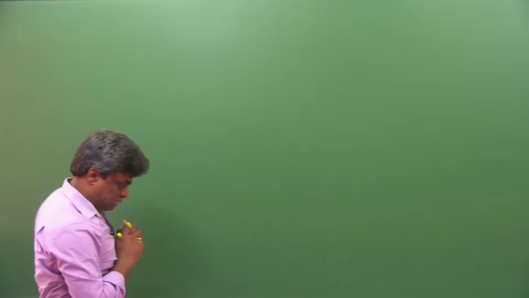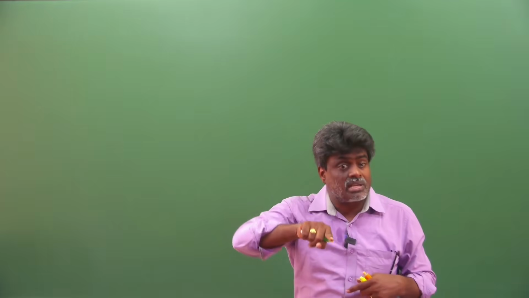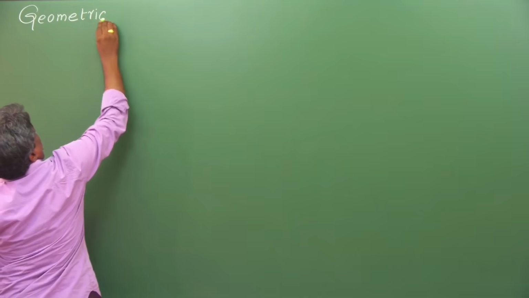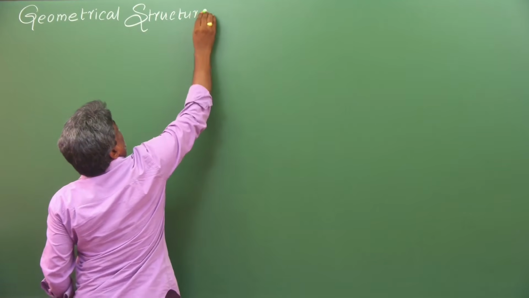Okay, so take a fresh page and put the heading, next one, very important: geometrical structure factor. Earlier we explained in which direction we are getting diffraction and in which direction we are not getting diffraction. But we didn't explain which planes are getting diffracted and which planes are not getting this diffraction. So that's why take a fresh page and put the heading: geometrical structure factor.